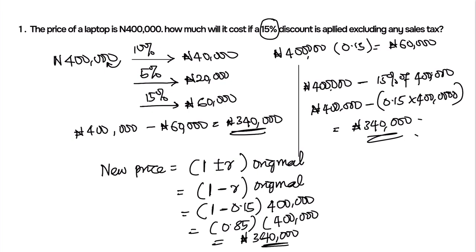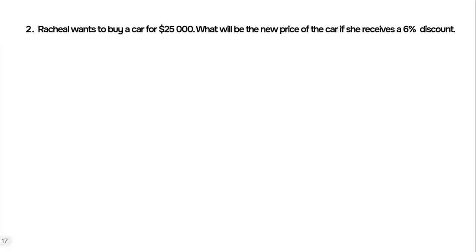So let's look at another question. This question says Rachel wants to buy a car for $25,000. What will be the new price of the car if she receives a 6% discount? Now remember, we're talking about dollars now, so $25,000 and 6%. For me to do it mentally, I don't want to use my calculator. I just want to solve it without stress.